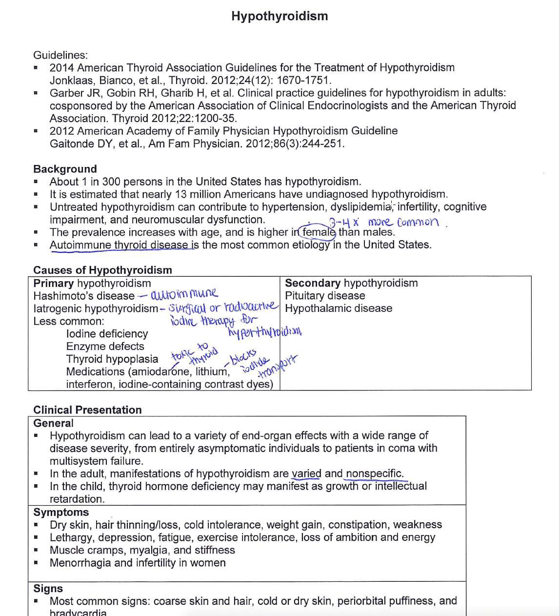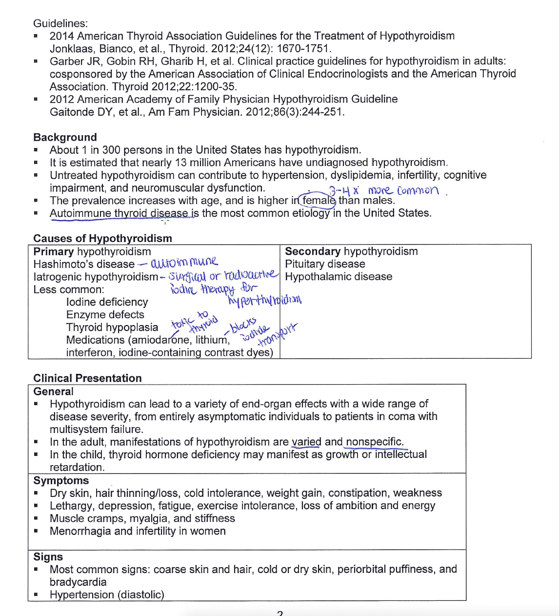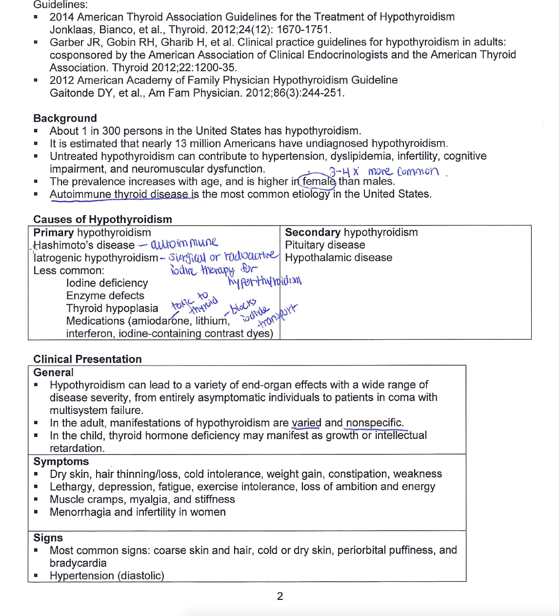All right, so quick background: hypothyroidism is a very common condition, about 1 in 300 persons. Untreated hypothyroidism can contribute to problems in many different functions of our body and many organ systems, and it is much more common in females than males, about 3 to 4 times more common in female patients. Autoimmune thyroid disease is the most common etiology in the US. So autoimmune, basically Hashimoto's disease, is the most common form of hypothyroidism, and this is what you're going to see the most in your practice.